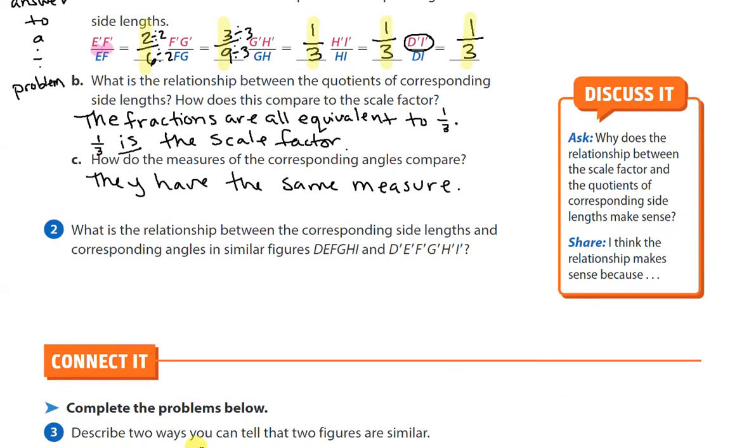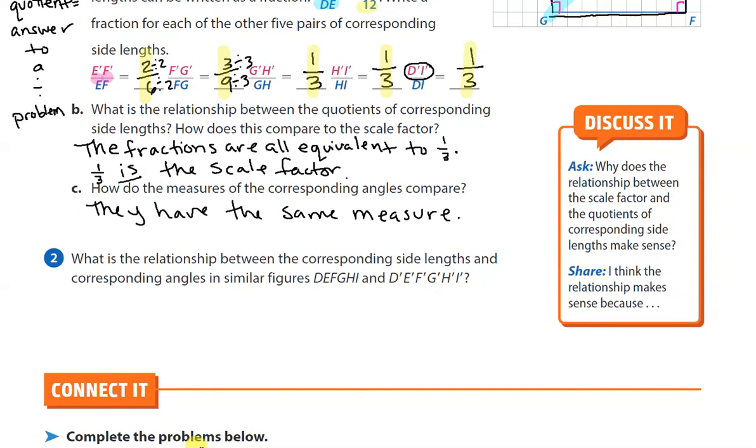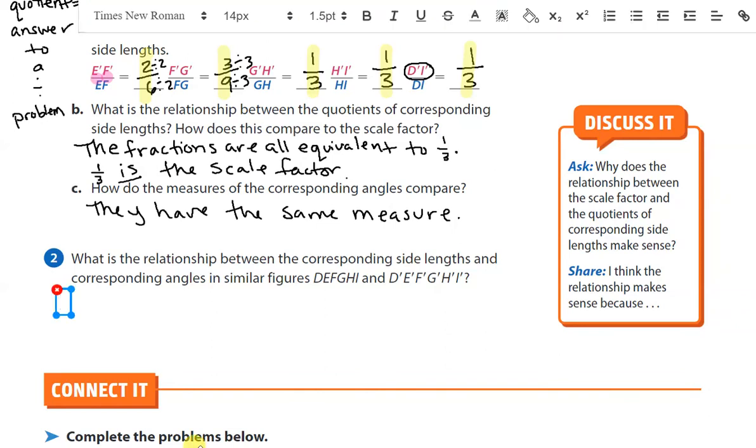What is the relationship between the corresponding side lengths and the corresponding angles in similar figures D, E, F, G, H, I and D prime, E prime, F prime, G prime, H prime, I prime? I'm going to get out my text tool for this one, to type it out a little bit faster. The corresponding side lengths are not all the same. They're all proportional to the scale factor. Proportional, that's the word we want.